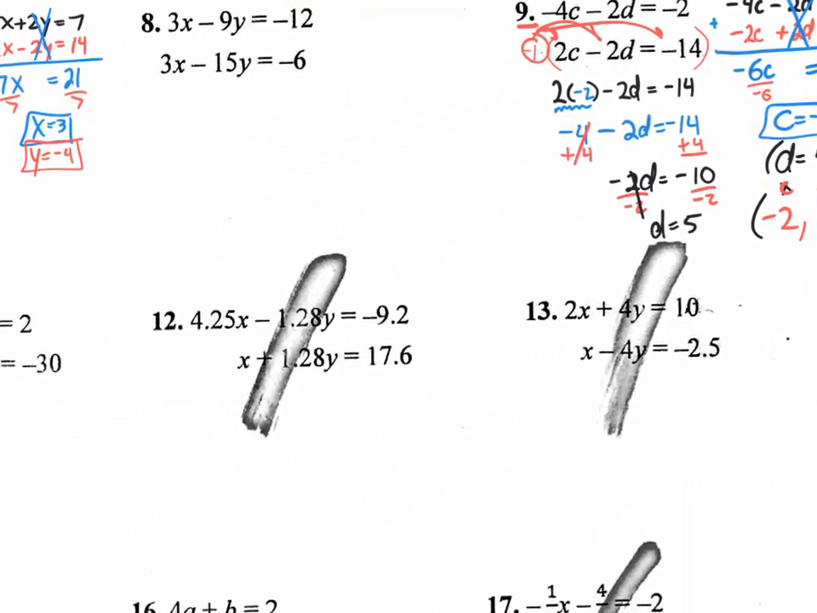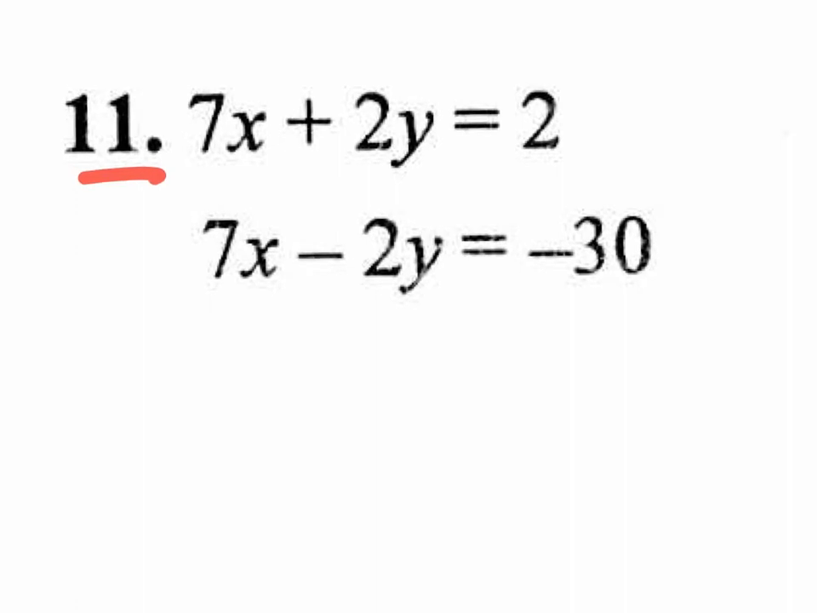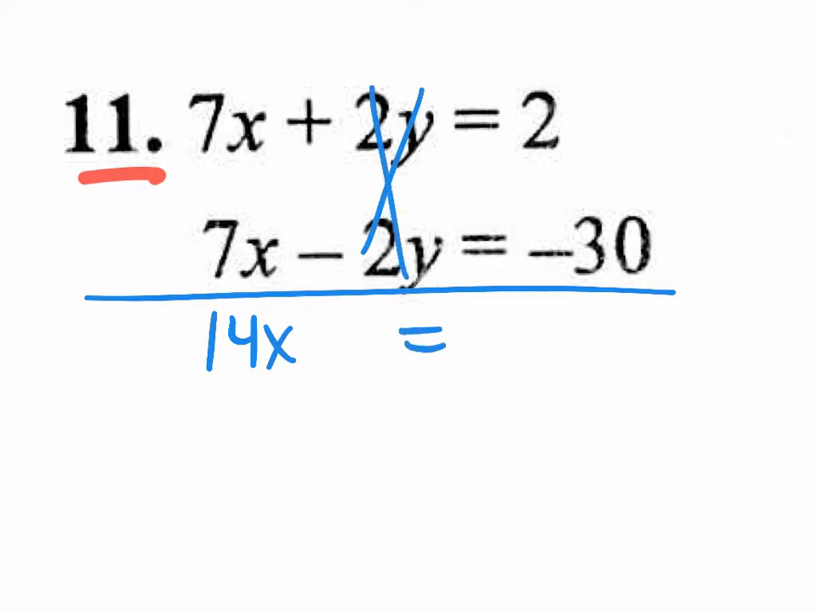Let's move on to number 11. It's ready to rock. 14x eliminates, equals negative 28. Divide by 14. Divide by 14. X equals negative 2.